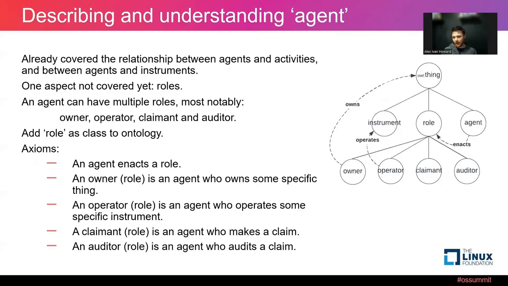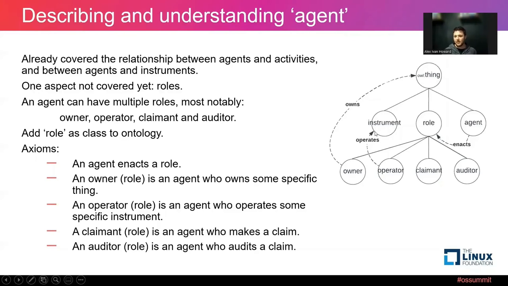So we add the role class to the ontology next to agent and all those other classes, and we say that an agent enacts a role. That is the first axiom that binds the role class to the agent class. Then we add owner, operator, claimant, and auditor as subclasses to the role class, and we can put down axioms for each of them. An owner owns a thing, literally anything. It can be a facility, it can be an instrument, it can be a company, whatever.